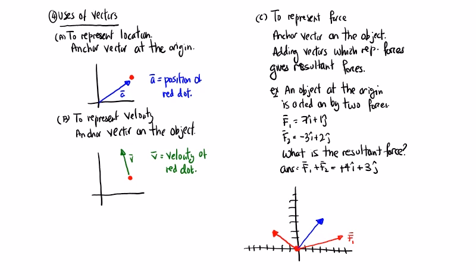Let me label that second force. This is F2. And then in blue, we have the resultant. This is the resultant force. That's how the object would actually go if these two forces tugged on it, because the left and right kind of balance out a bit, and it gets pulled vertically.